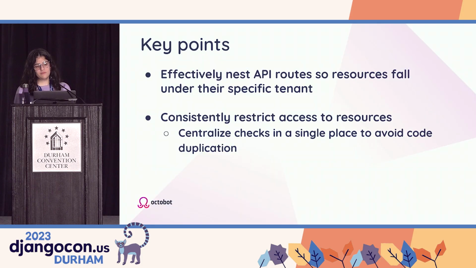So yeah, basically the two key points of this implementation will be to effectively nest your API routes so that the resources fall under the specific tenant, and then to consistently restrict access to resources. And because we're programmers and we want clean code, we wanted to centralize all the checks in a single place so that we avoid code duplication, and we don't have to check, oh, does the user access this company? Is that permitted every place in our application?